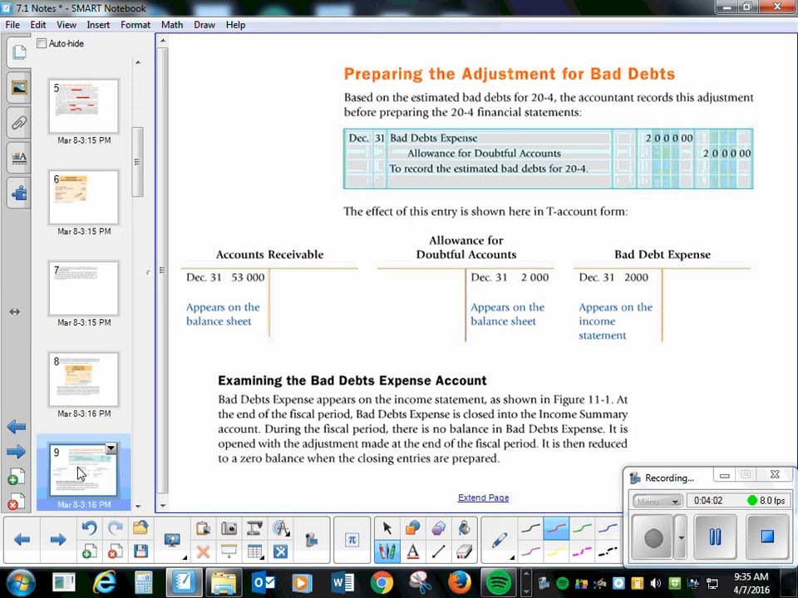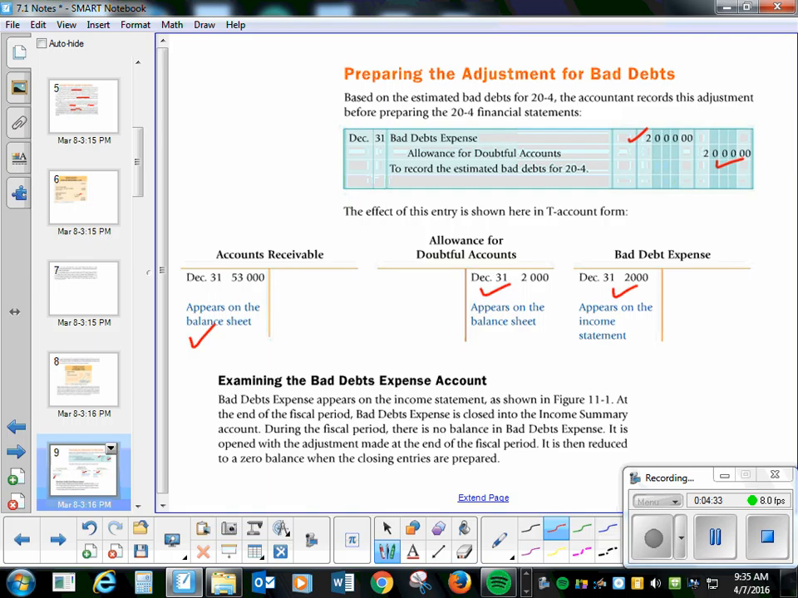So we need to make an adjustment. The bad debts expense goes up by $2,000 with a debit, and allowance for doubtful accounts will be credited $2,000. The effects of this entry are shown here in T account form. So accounts receivable, as it was on the balance sheet, was $53,000. We have an expense of $2,000 for bad debts. So the allowance for doubtful accounts is $2,000. Bad debts expense appears on the income statement.